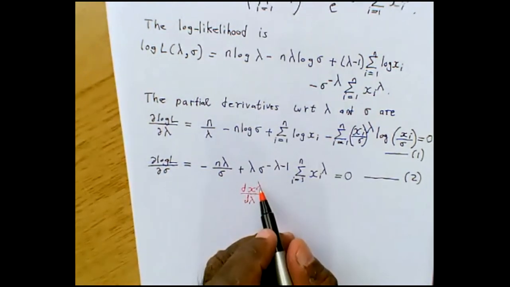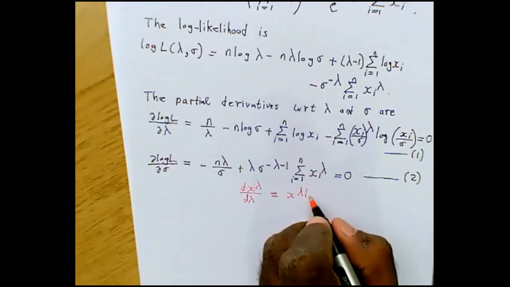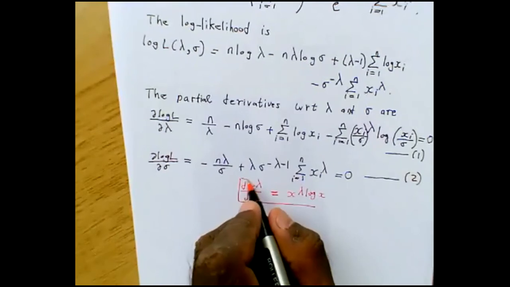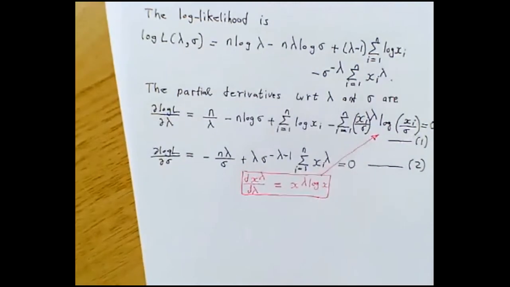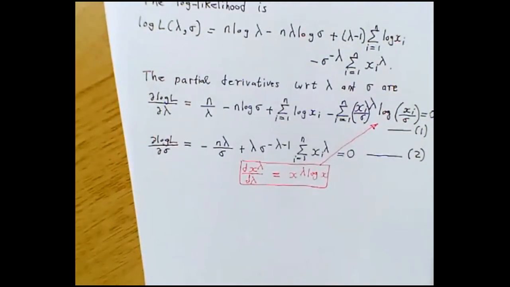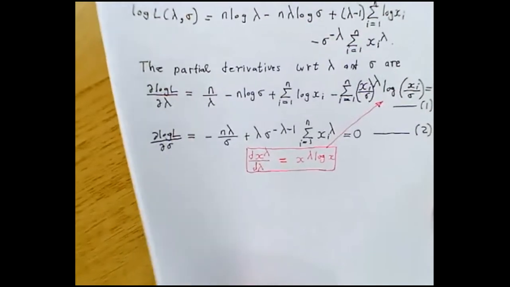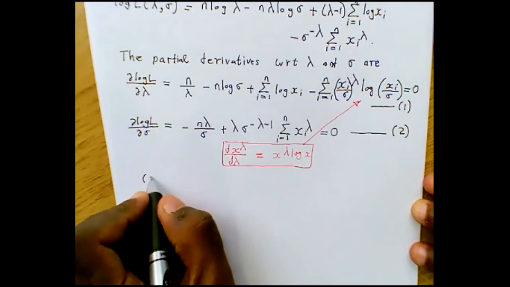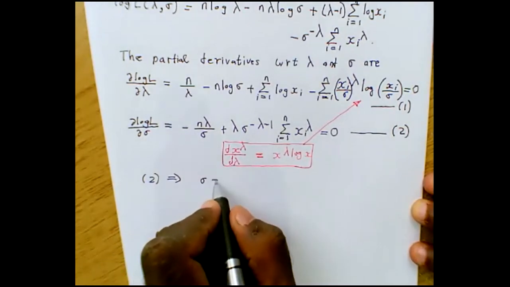When you differentiate x to the power lambda with respect to lambda, the rule is this. Do you remember this from your calculus? This is what I have used. This is what I used over here to get this term. Okay. I hope you remember this from your calculus course long time ago. All right, and the same rule I used in the previous equation, right? Okay. All right. Okay. Now from equation 2, you can solve for sigma in terms of lambda. So you will get the following.